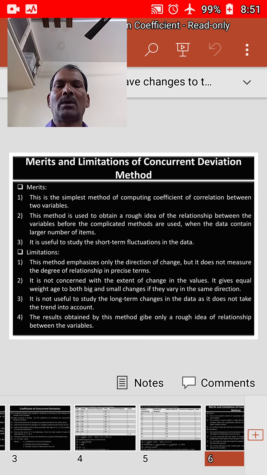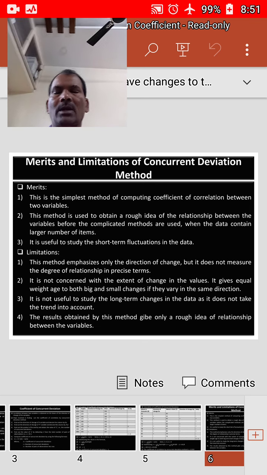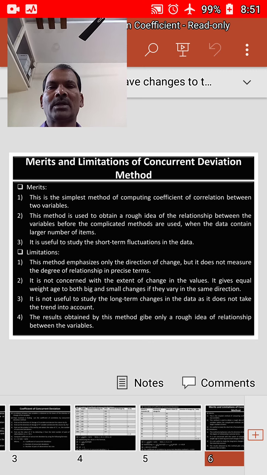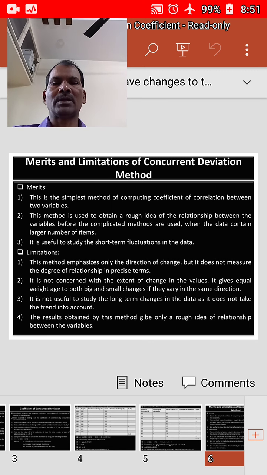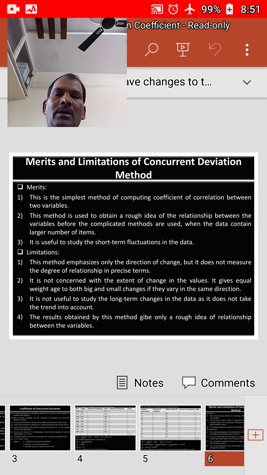It gives equal weightage to both big and small changes if they vary in the same direction, as we have seen. Of course, if you go from 100 to 50, there is a minus, and 100 to 99 also you will put minus. Of course the variations are very big, but we are not considering the size of the variation. This is another drawback.